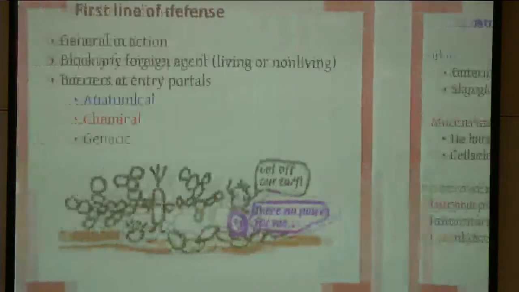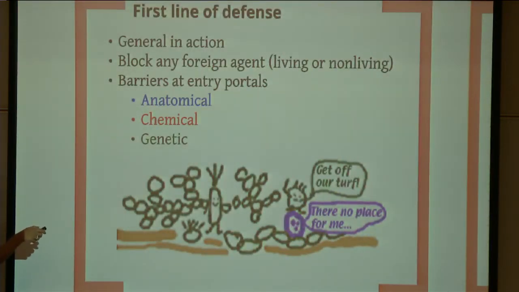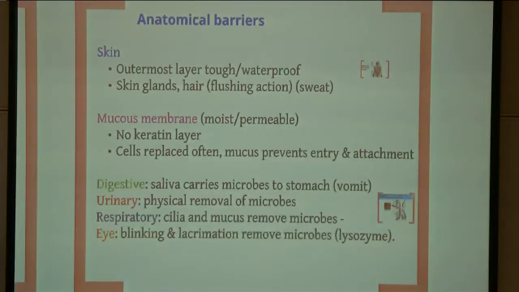All right, so we are going to talk about all three of these: anatomical, chemical, and genetic. First, let's talk about these anatomical barriers. This is going to be a nice little review of anatomy, which everyone had prior to coming to this class.